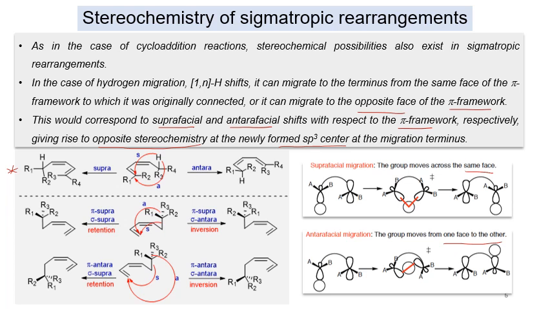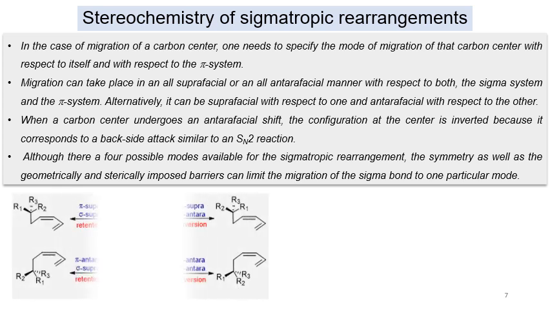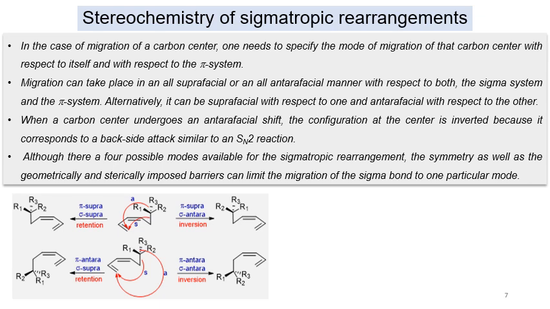What about carbon migration? In the case of migration of a carbon center, we need to specify the mode of migration of that carbon center with respect to itself and with respect to the pi system. What do we mean by this? The migration can take place in an all suprafacial or an all antarafacial manner with respect to both the sigma system and the pi system. Or it can be suprafacial with respect to one and antarafacial with respect to the other.